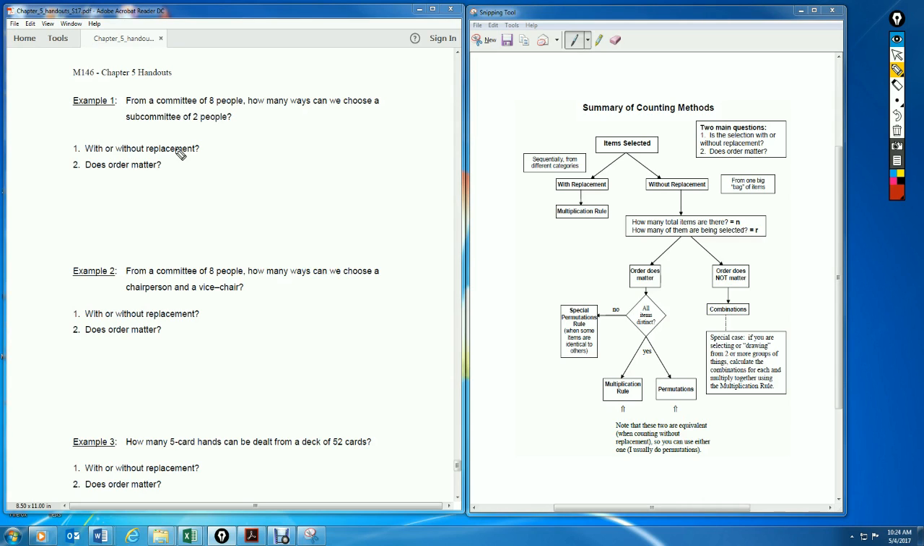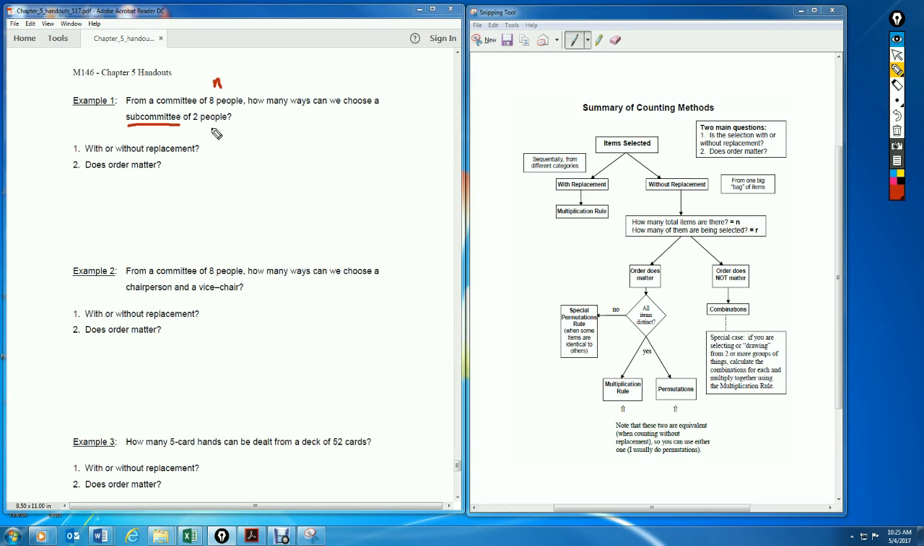So the first question, with or without replacement. So we want to choose 2 different people. So obviously we are going to choose without replacement. Does the order matter? We're just choosing a subcommittee, a group of 2 people. So no, the order does not matter, which means if you look over here that we are going to use combinations. There's a total of 8 people, that's N.